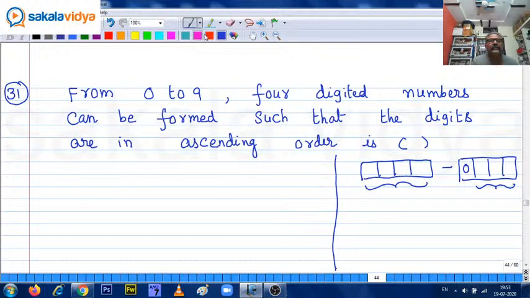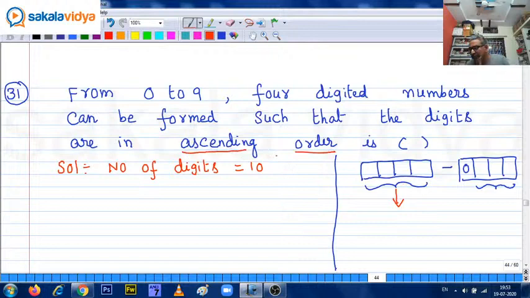See, the first task can be completed actually. 0 to 9 means total how many? Let us write. Number of digits is equal to 0 to 9 means 10. Now here important thing is ascending order means only one way, small to big or least to greatest. So that can be done. 4 places need to be filled with 10. That means 4 places are to be selected. Now 4 numbers are to be selected. 10 C4 ways, we need not rearrange them.